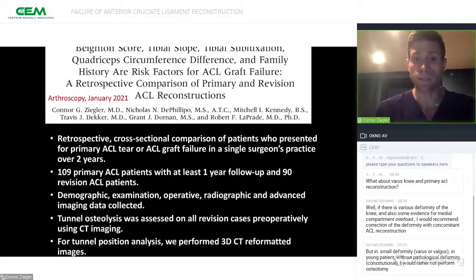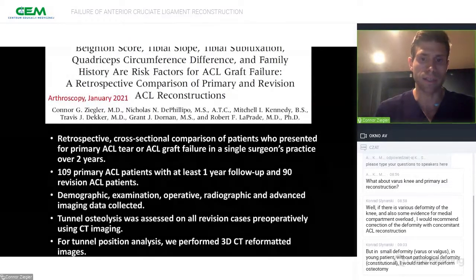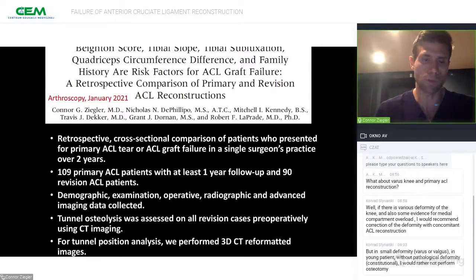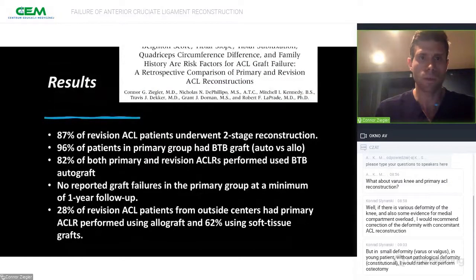Tunnel osteolysis was assessed on all revision patients preoperatively using CT imaging. And for tunnel position analysis, we performed 3D CT reformatted images, so reconstructions, to really assess fully three-dimensionally the tunnel position on both the femur and the tibia. And so what were the results?